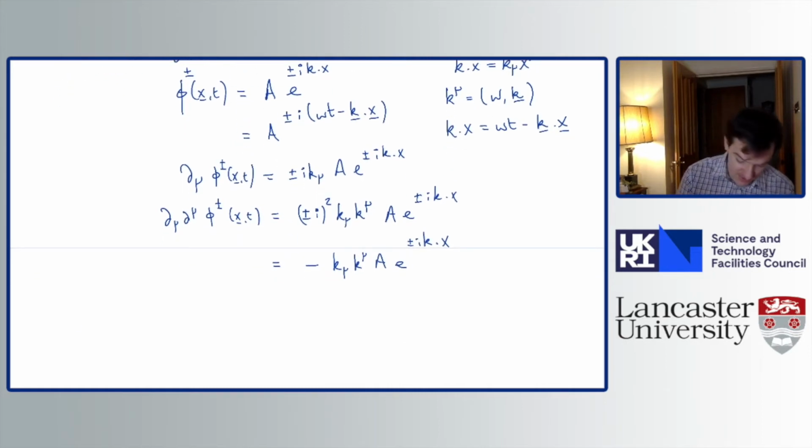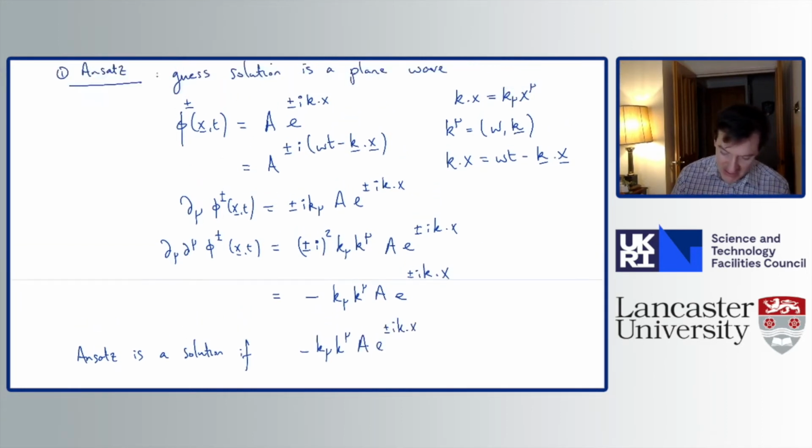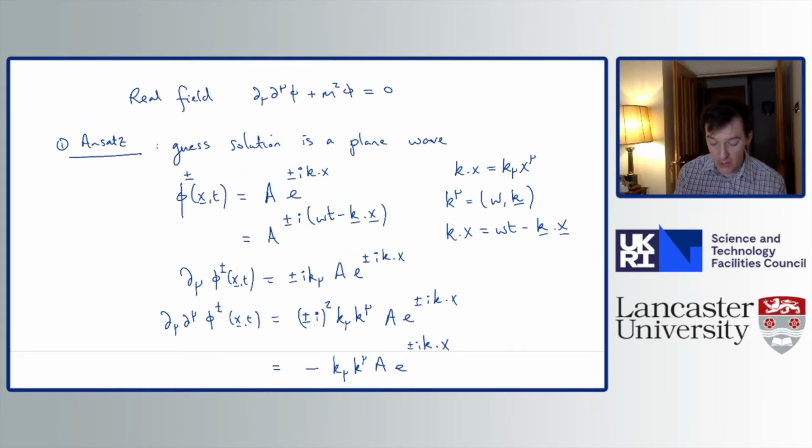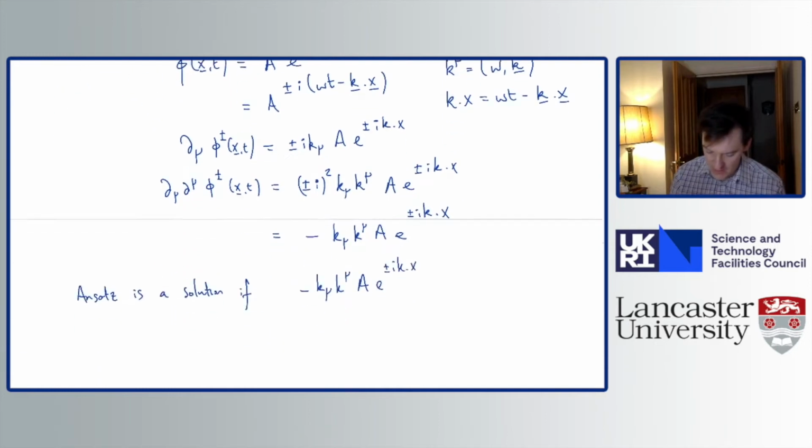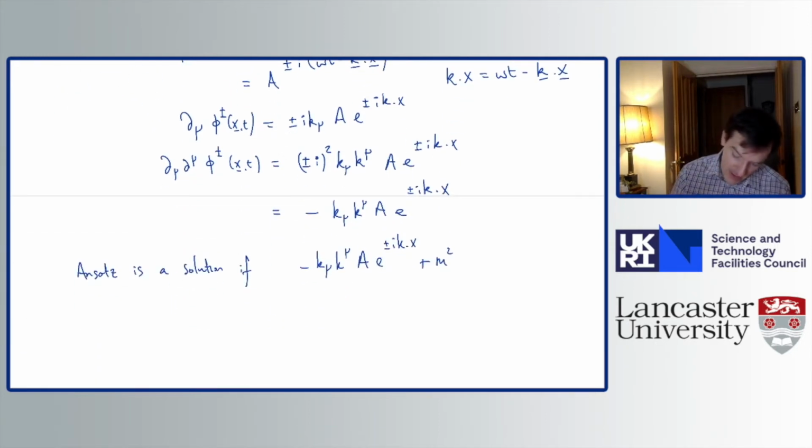So our ansatz, our guess, is a solution if minus k mu k mu... I'm just substituting into the full Klein-Gordon equation. So we've got the derivative piece that we calculated. We also need to write down the m squared piece as well, so plus m squared in our expression for phi. This is set equal to 0.